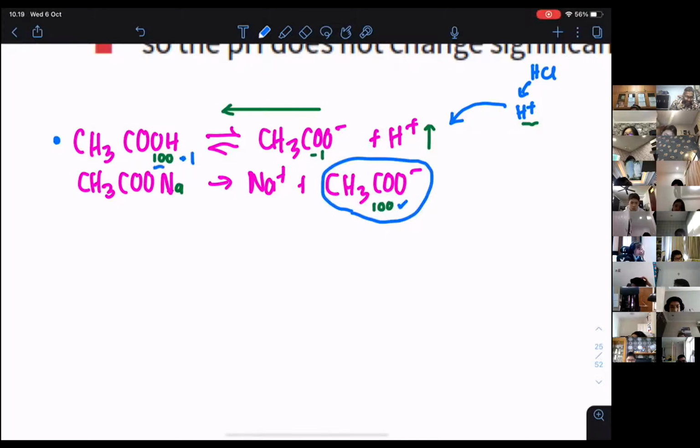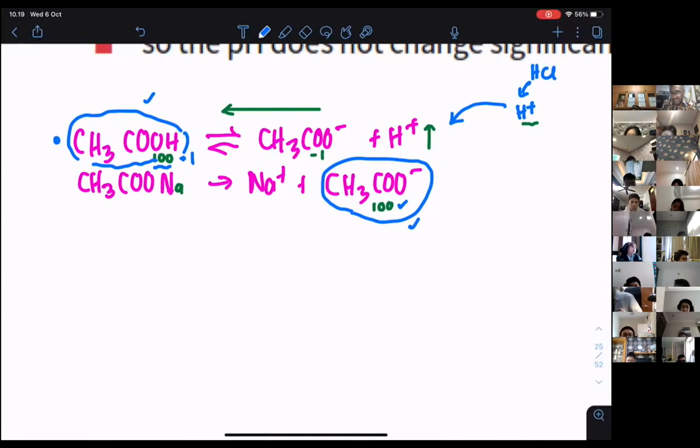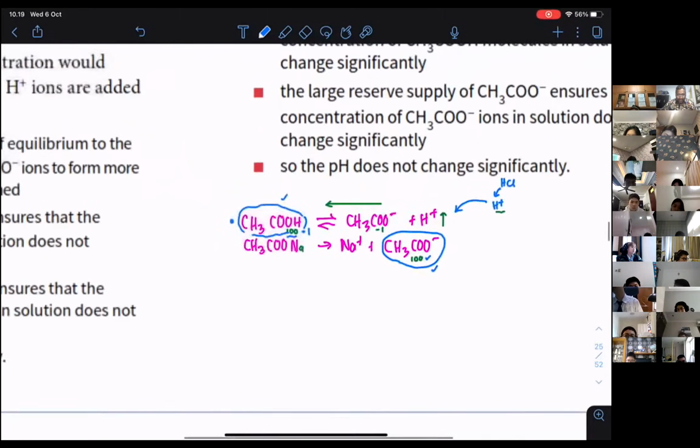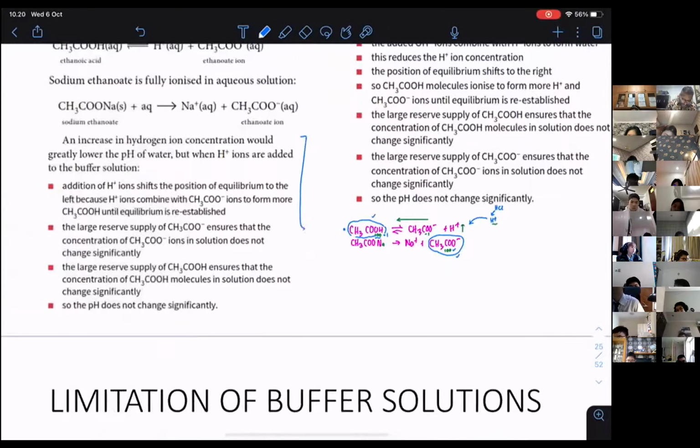Why? Because of this 100, because of the initial concentration of that. So even though there is going to be an increase of a concentration and a decrease of a certain concentration, because of the presence of a large reserve of this and this, they will make whatever is changing negligible. That is what is going to happen when you have H plus. Whatever I have explained over here, you can go through from here. It's explained over here.